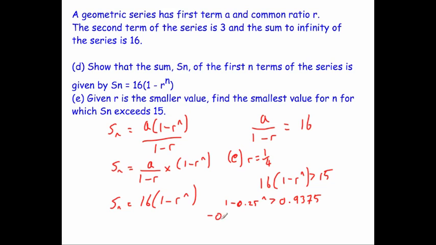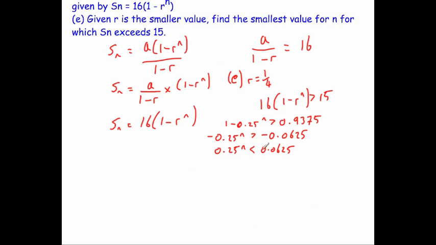So what we're going to now do is take 1 off both sides. That will be minus 0.25 to the n is bigger than, well, 0.9375 take away 1 will be minus 0.0625. I'm going to change the signs, but remember, if you change the signs in an inequality, the inequality sign turns around. So we've got 0.25 to the power of n is now going to be smaller than 0.0625. So I'm now going to take the log of both sides.